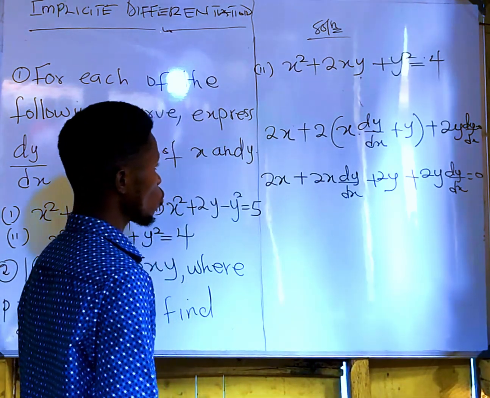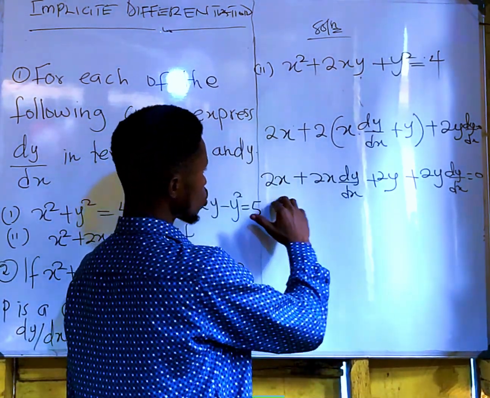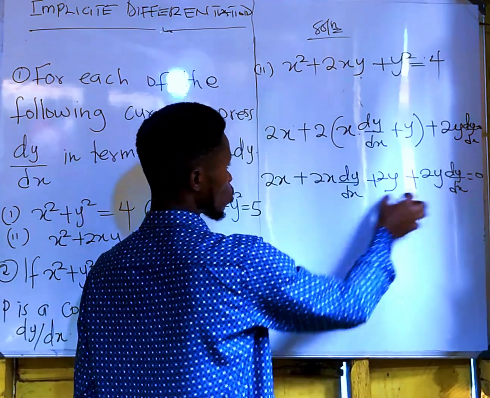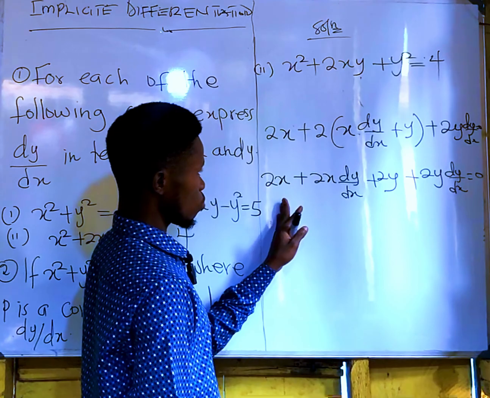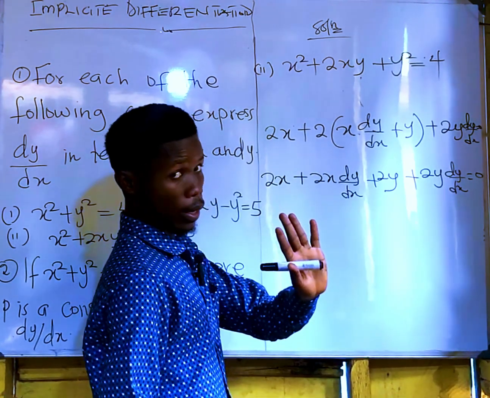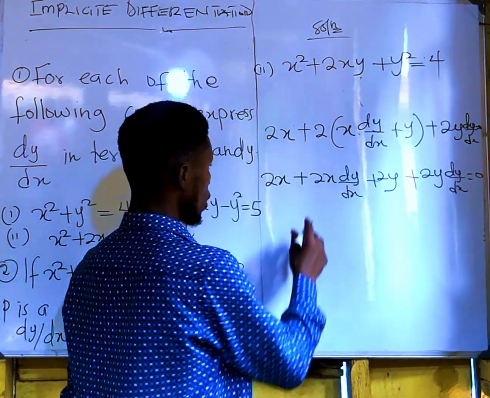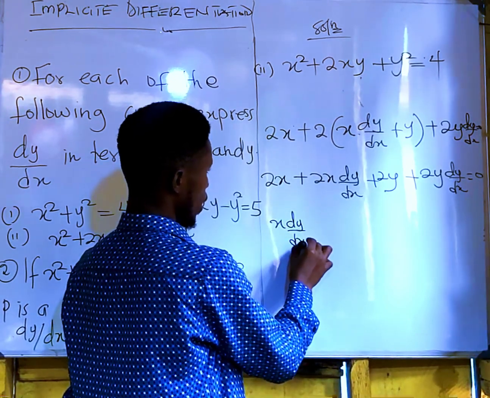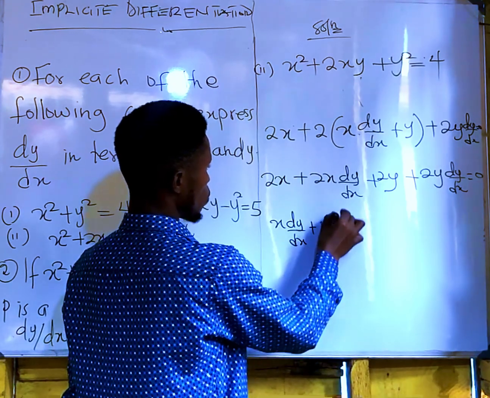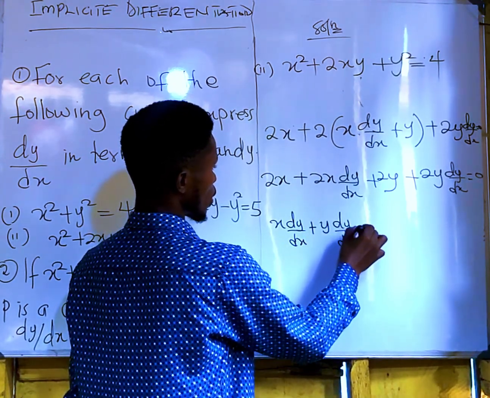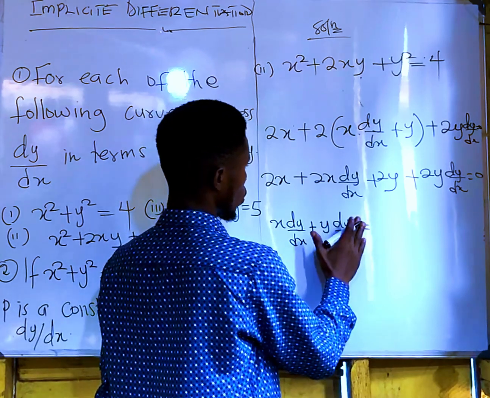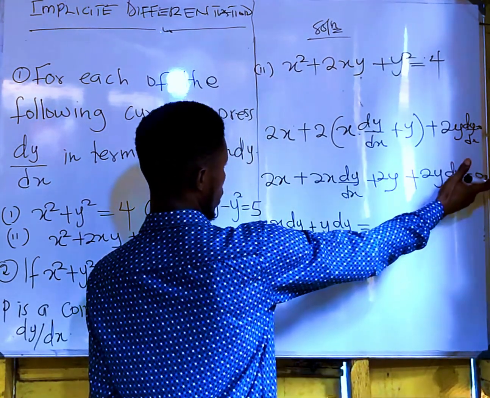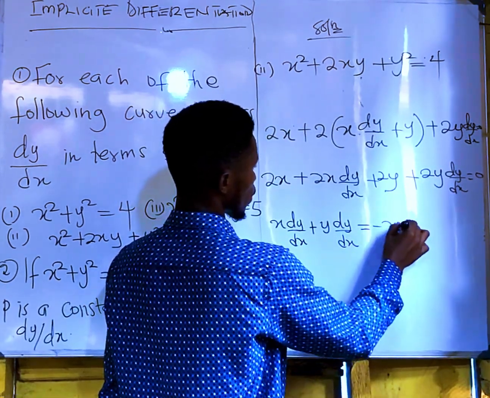Okay, so for this matter, you can divide through by 2 so that the 2 will go away. But you realize that there is the y here, there is the y here. So let me write it together. So I'm assuming that you have divided everything by 2. If you do that, the 2 will go away. So I will only have x dy/dx plus y dy/dx is equals to. So this and that, if you take additive inverse, if I send it to the other side, I have negative x, negative y.